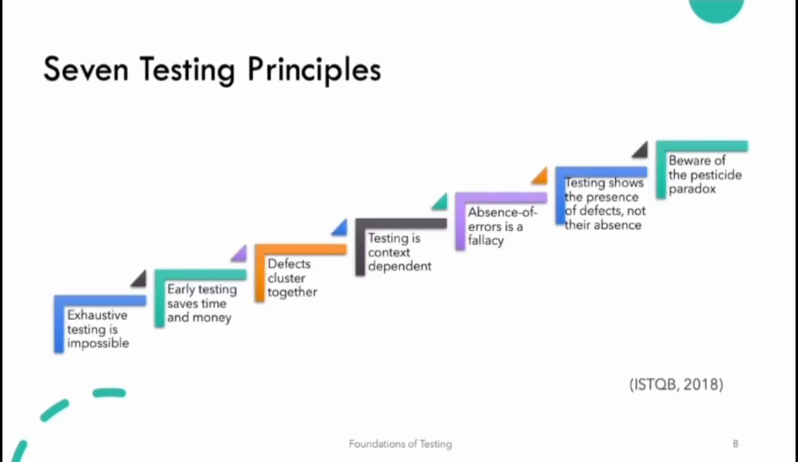Seven testing principles. Exhaustive testing is impossible. Early testing saves time and money. Defects cluster together. Testing is context dependent. Absence of errors is a fallacy. Testing shows the presence of defects, not their absence, and beware of the pesticide paradox.